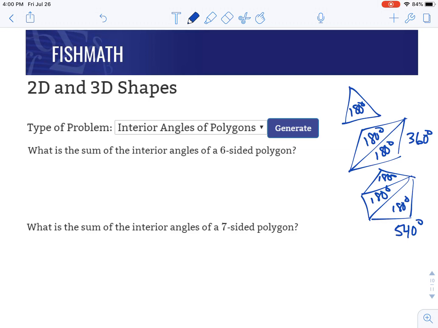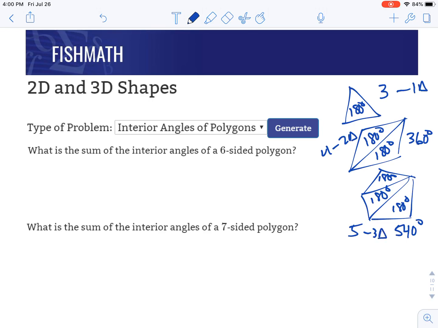What basically comes out of it is you take the number of sides and subtract 2 from it, then multiply that number by 180, and you get the total of the angles inside of the shape, because that's how many triangles there are. If there's 3 sides, there's 1 triangle. If there's 4 sides, there's 2 triangles. And if there's 5 sides, there's 3 triangles. That's where that relationship comes from.